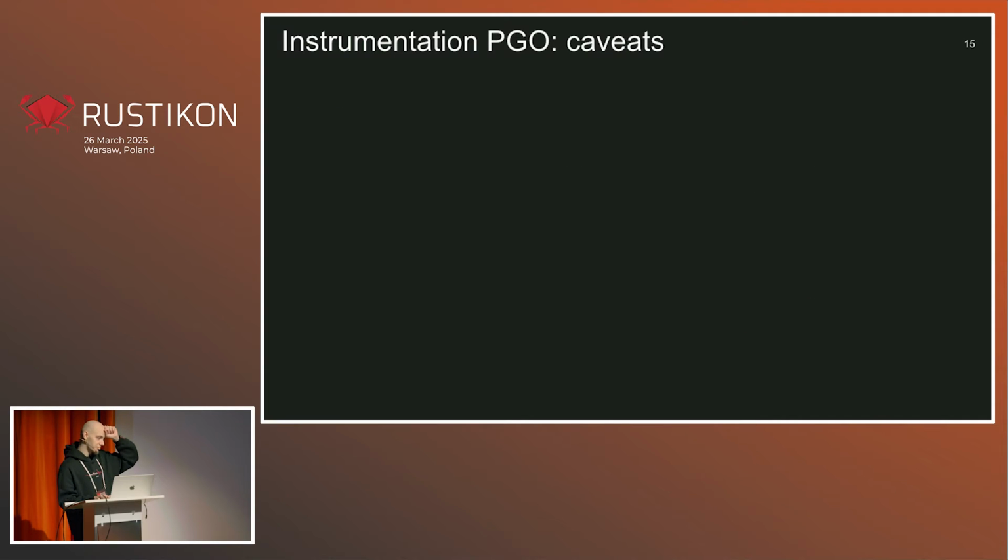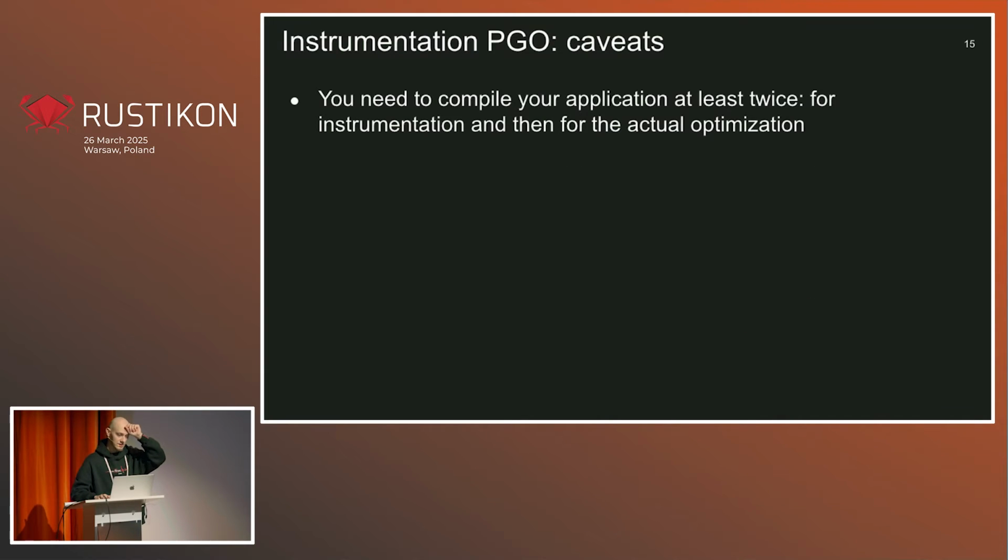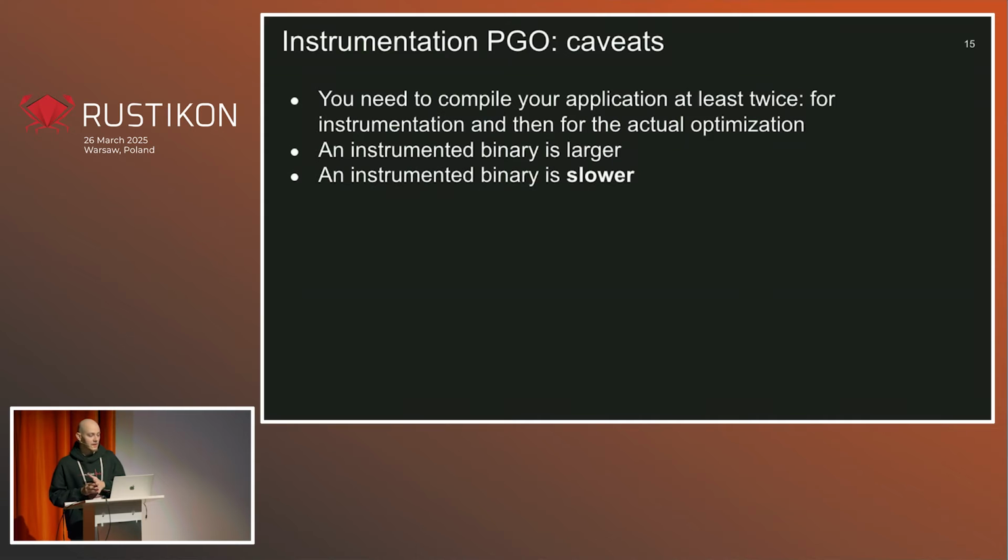So, unfortunately, instrumentation PGO has some caveats. At first, you need to compile your application at least twice. Once for the instrumentation phase and another one for the actual optimization phase. And if your application is pretty large, your CI won't be happy. Second one, the instrumented binary is larger because an additional amount of instructions is inserted into your binary. For most of us, it's not critical, but for embedded guys, it could be a question. And an instrumented binary is slower because in practice an additional amount of instructions is executed.